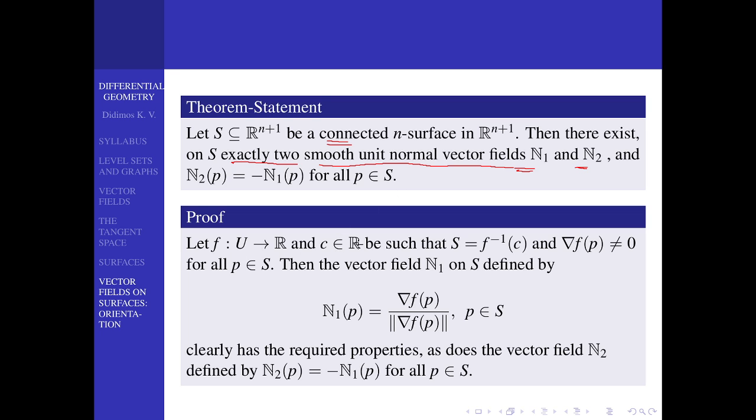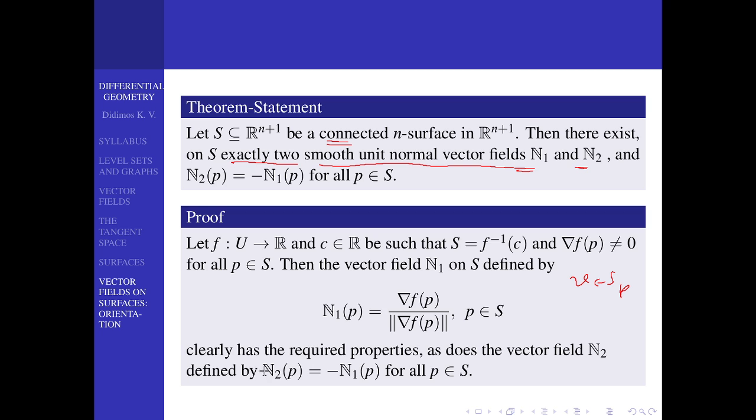The proof is very simple. Let f from U to R and c a point in R be such that S equals the level set f inverse of c, with regular points p. Then the vector field n1 on S is defined by this. It is very easy to define this vector field. This is a normal vector field, obviously. This n is a unit normal vector, del f(p) by norm of del f(p). When you consider the dot product with the tangent space, you can easily say that it is 0, because del f(p) is perpendicular to the tangent vectors. So del f(p) dot any v from S_p, S_p meaning the tangent space, is 0. So this is clearly a unit normal smooth vector field. Now we need to prove that there is exactly one more.